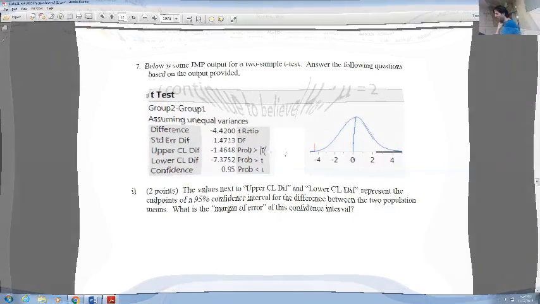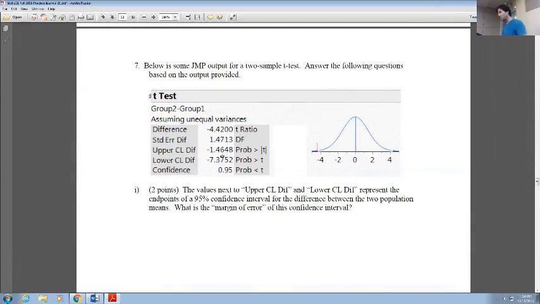Let's start back up on number 7. And here we are with some JMP output. And I just did this one for the video, so let's see what we have. We have the upper and the lower confidence limit on this interval. And that is given to us right here and right here. Now, what I would do is interpret this interval, because you never know what's going to be asked on the test. So it's always good to just go and interpret it.